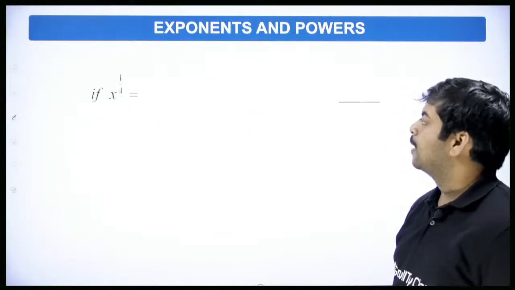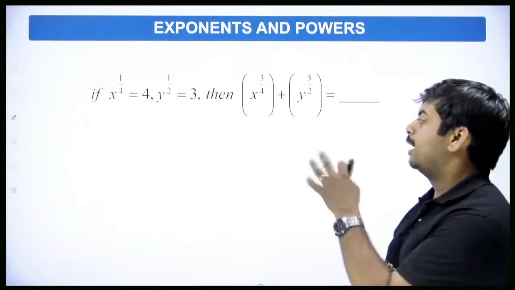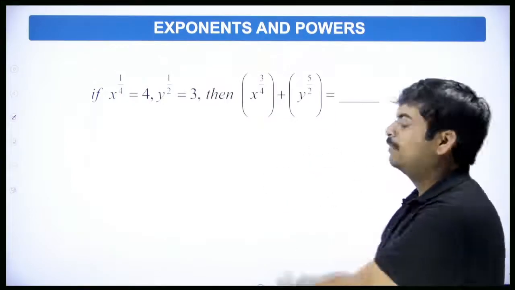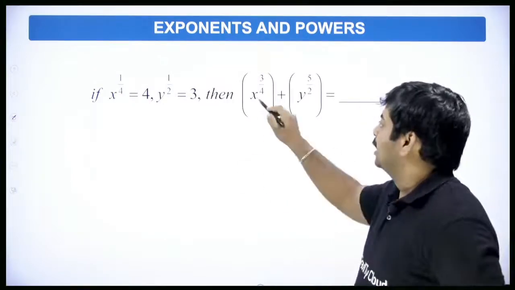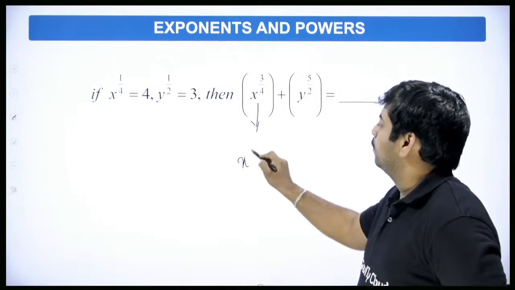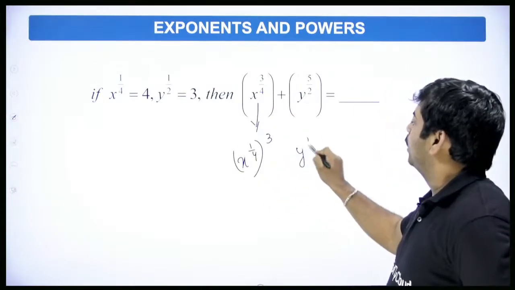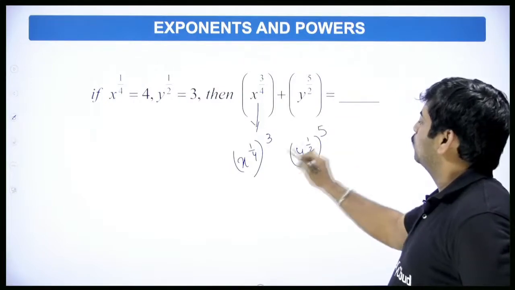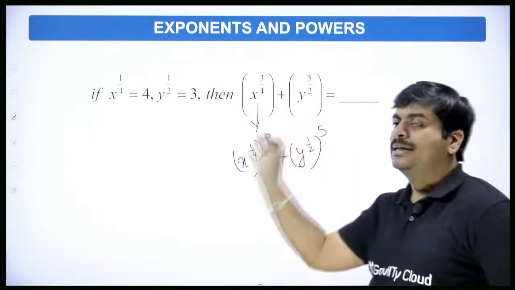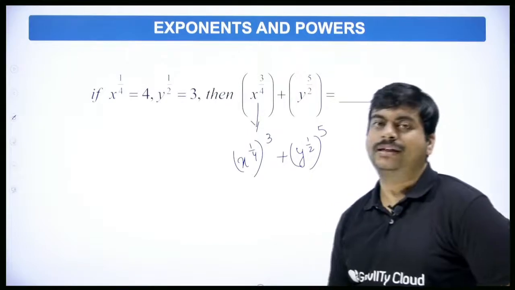So one more question. X power 1 by 4 is 4, y power 1 by 2 is 3. Then we need to find the value of this one. X power 3 by 4 is x power 1 by 4 whole cube, and y power 5 by 2 is y power 1 by 2 whole power 5. So these two values are there with you. You can just simply substitute and find the value of x and y, right?